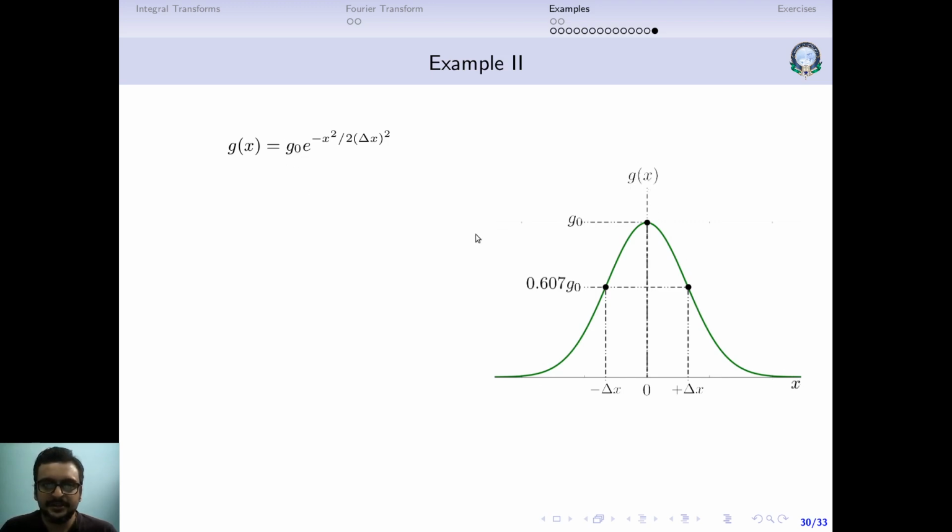What is this g naught? g naught is the maximum value that the function takes. In this case, it takes the maximum value at x equal to 0. Then what is this delta x? Like I said, this delta x is your variance. That means it gives you how spread out it is.